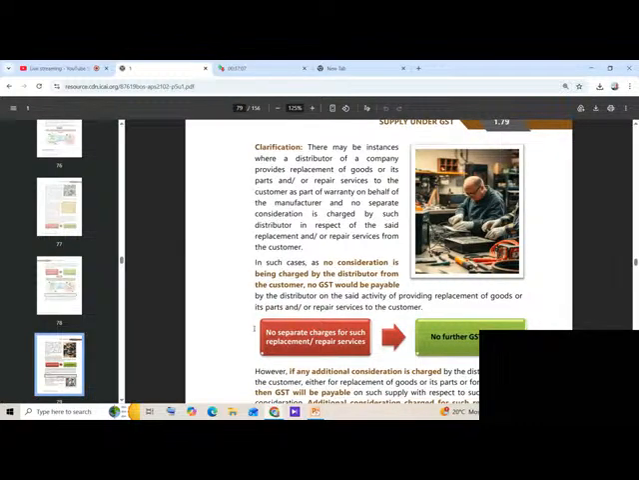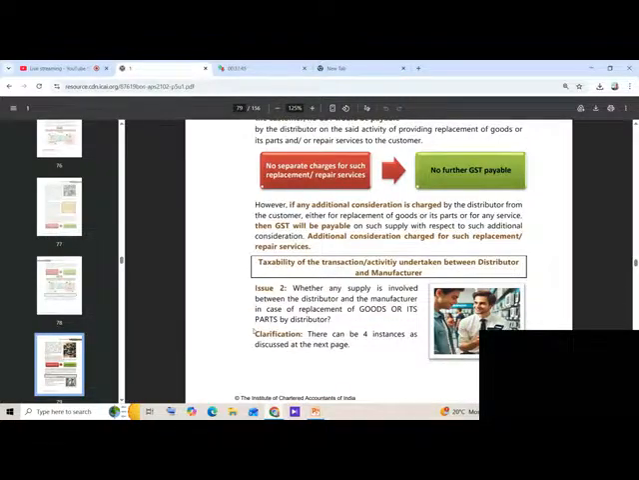Clarification: there may be instances where a distributor of a company provides replacement of goods or its parts and/or repair services to the customer as part of warranty on behalf of the manufacturer, and no separate consideration is charged by such distributor in respect of the said replacement or repair services from the customer. In such cases, as no consideration is being charged by the distributor from the customer, no GST would be payable by the distributor on the said activity of providing replacement of goods or its parts or repair services to the customer.